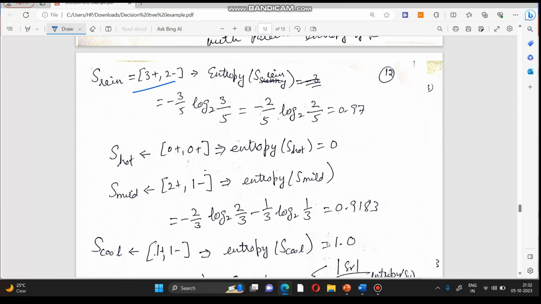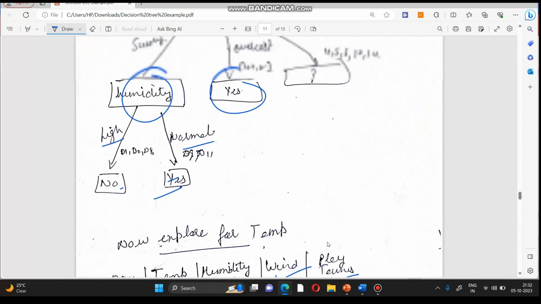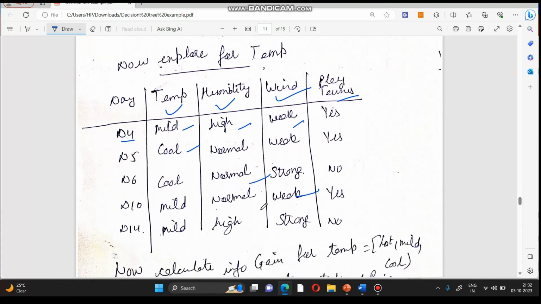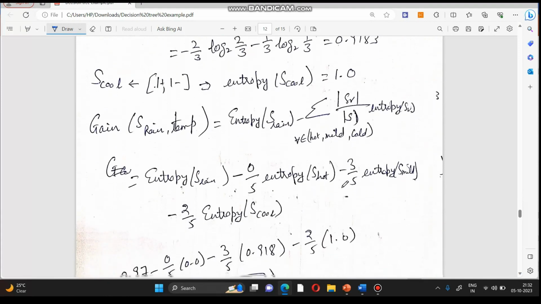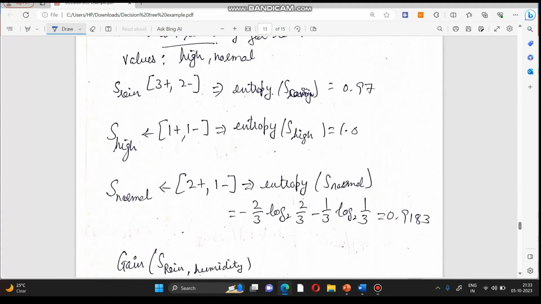So for S of rain, 3 plus 2 minus, we take the entropy 0.97. For S of hot, 0 plus and 0 minus. When we talk of temperature mild, there was 1 no and 2 yes. When we talk of cool, 1 yes and 1 no. Similarly for humidity, for high, we have 1 yes, 1 no, so entropy will become 1 in this case. Normal, 2 yes, 1 no. Based on those, we have calculated these values using that sub table. We will expand it further.